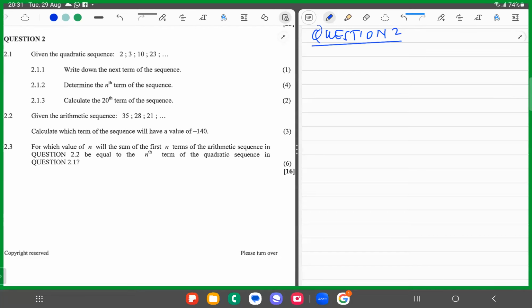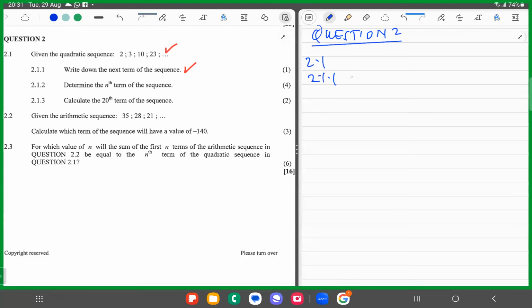Right, so let's continue and solve more problems now. So looking at question 2 now. Okay, given the quadratic sequence, write down the next term of the sequence. What is the next term? Right, so we're going to start with this because it's a quadratic sequence. We can easily write the terms.